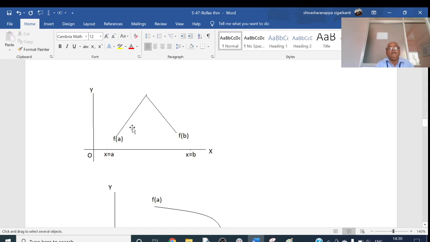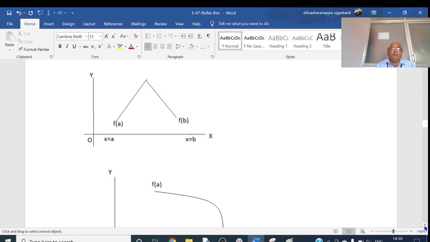And here we are unable to find a point C such that f dash of C is equal to 0. So in this figure, this is not satisfying the conditions of Rolle's theorem.